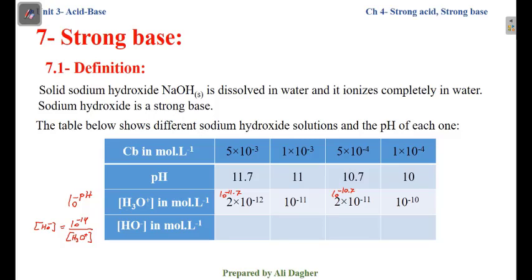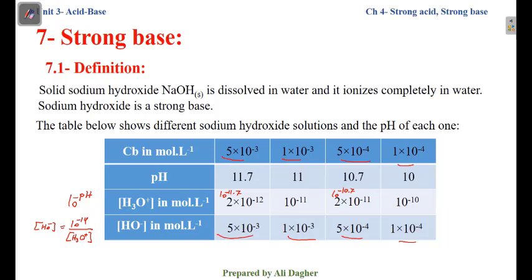In this case, 10 negative 14 over 2 × 10 negative 12 equals 5 × 10 negative 3. 10 negative 14 over 10 negative 11 equals 10 negative 3. 10 negative 14 over 2 × 10 negative 11 equals 5 × 10 negative 4. And 10 negative 14 over 10 negative 10 equals 1 × 10 negative 4. Then, for each solution, we have the concentration of the base Cb and the concentration of HO minus.